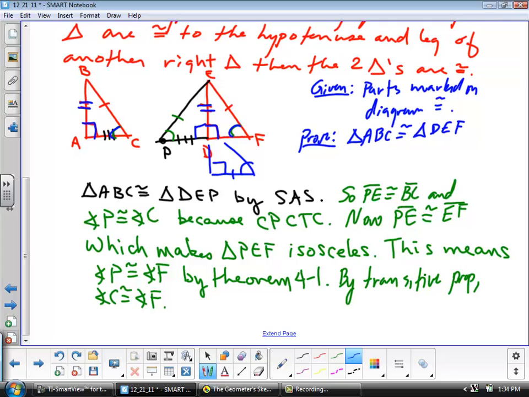No, we're talking about DEF. That's what we're trying to prove. So we had to go through this whole rigmarole with triangle DEP to get there. No, they will not make you do a proof like this. Okay? So we can end this up now. We can say that triangle ABC must be congruent to triangle DEF by angle, angle, side.